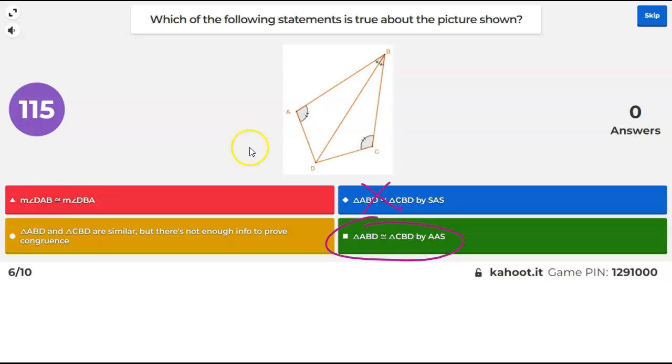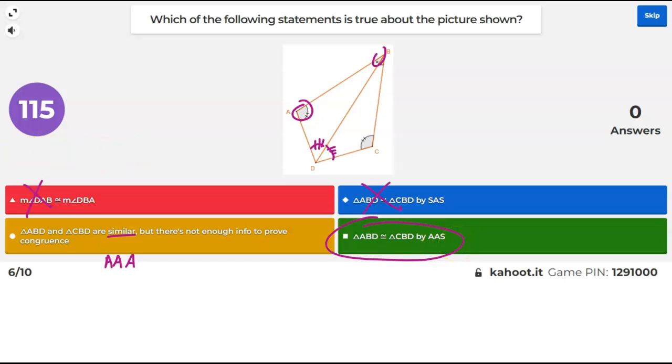Measure of angle DAB, so this angle, is congruent to measure of DBA. So this has 2 marks. This one has 1 mark. Those don't match, so that isn't a congruence mark. And our last option here, triangle ABD and CBD are similar, but there's not enough info to prove congruence. Similar was when we encountered AAA. Remember, you could dilate those up or down, make them bigger or smaller, but they're the same shape. This is not AAA because we also have a side in common. We actually could state that these third angles are congruent, and we would have AAA, but we also have an additional piece of information which guarantees congruence now, because we have that side in common.